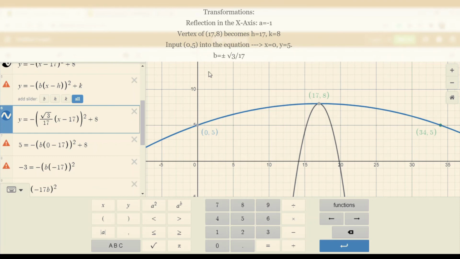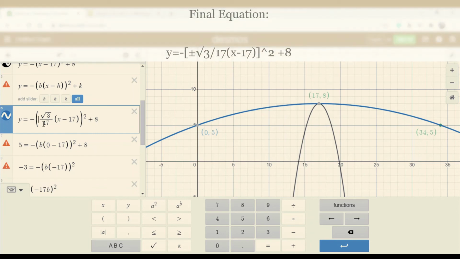So I've plugged in my b value into the equation here, y equals negative bracket square root of 3 over 17, x minus 17 squared plus 8. It is important to note that we were able to get the correct equation because we had to solve for the b value, which impacts the stretching or the compression and expansion of the graph.